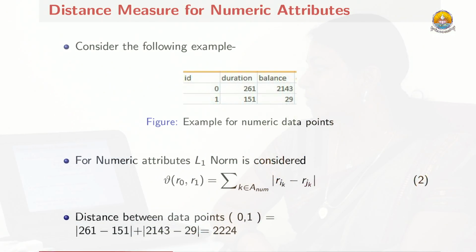To start with, let us consider the distance measure for numeric attributes. This is a simple example where only the numeric attributes are there. If I want to compute the distance between the data ID 0 and 1, I just take the Manhattan distance between the two values. Here you can see that it is just 2261 minus 151 plus 2143 minus 29. That means this is the combination of Manhattan distance for each numerical attribute. So what we have understood is that the distance between the two data points 0 and 1, for the numerical attributes, is 2224.